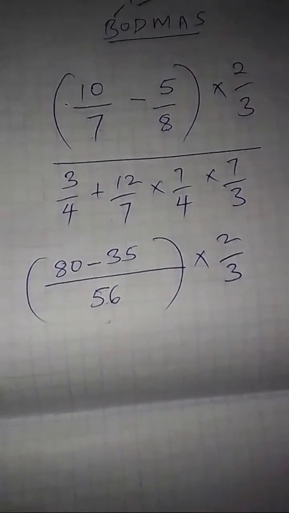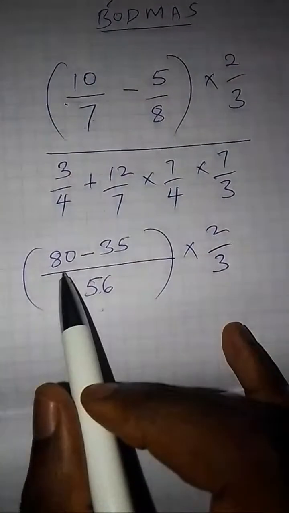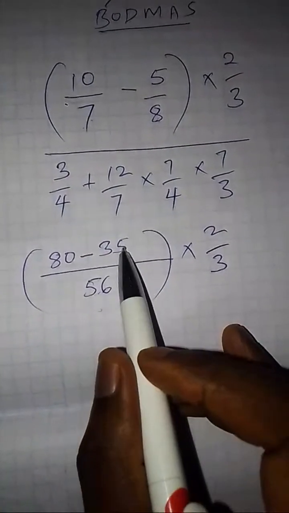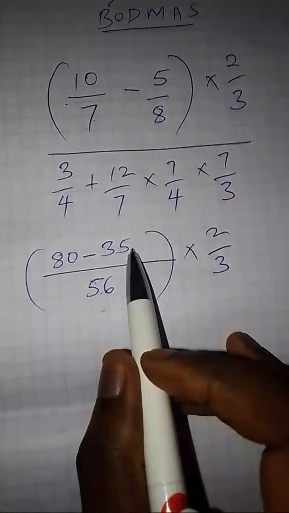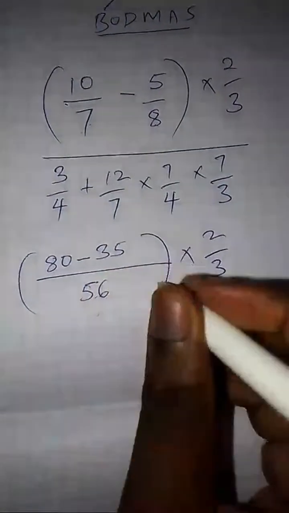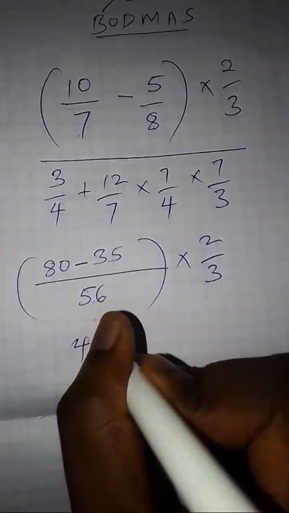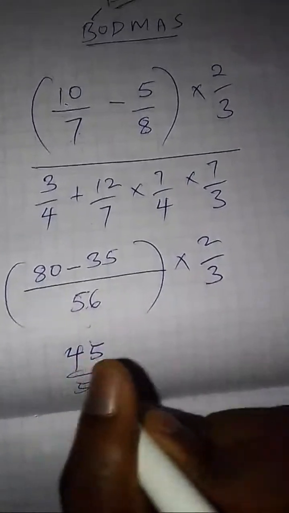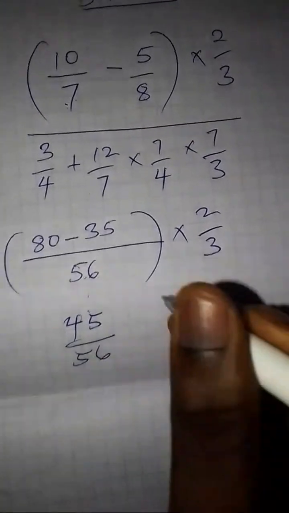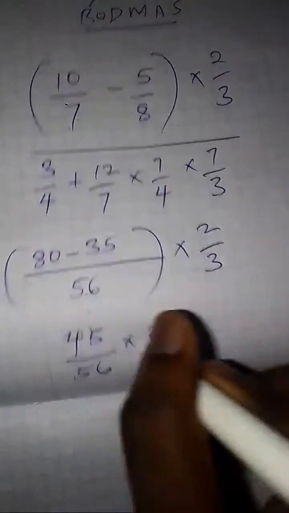So here we have 80 subtract 35. And the answer is 45. So here we shall have 45 out of 56. 45 out of 56 multiplied by 2 over 3.